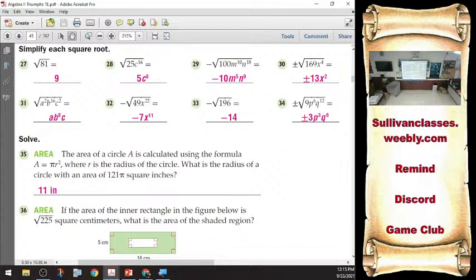So most of this was just look it up. And then the variable stuff, we kept cutting them in half, because the square root of an exponent is just half of that exponent. Do you think you can zoom in on 28? It's a 5c to the 8th.